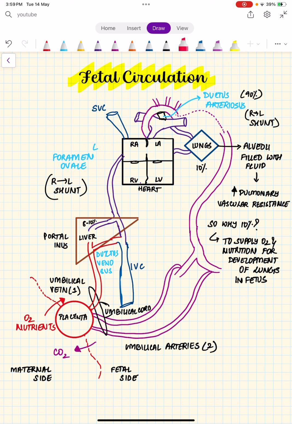The fetal circulation is different from the adult circulation because the point of oxygenation is the placenta. The placenta is a tissue which is shared between the mother and the fetus.